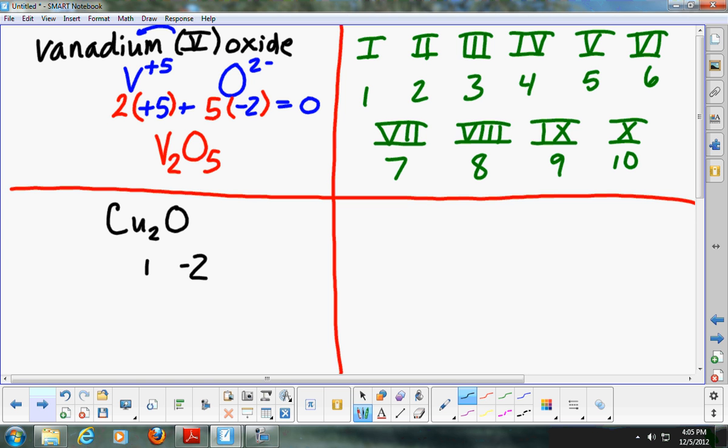Copper is down in the D, the F, with the lower P. We have 2 of them, but we don't know what charge it's taking right now. This equation has to add to equal 0. But to make this statement true, we solve the equation: 2x equals 2, x equals 1. So the copper charge is a +1. We now go and write the name by saying copper.